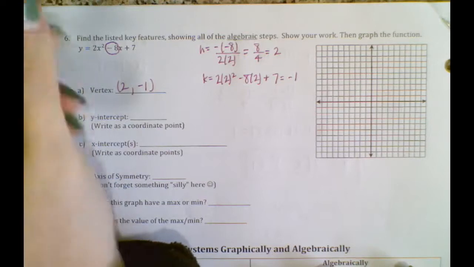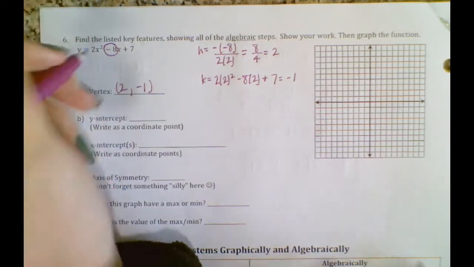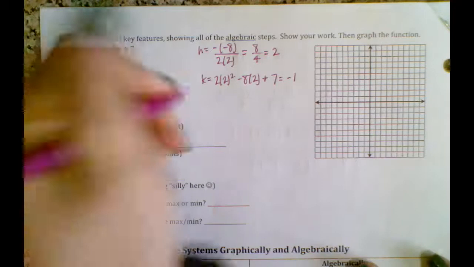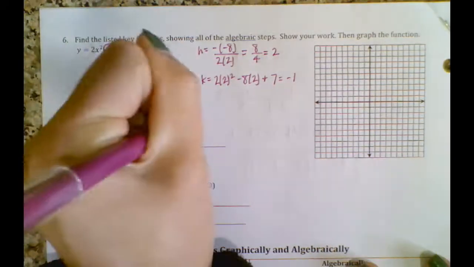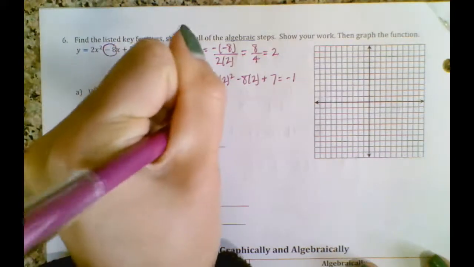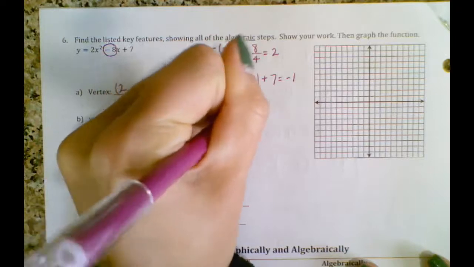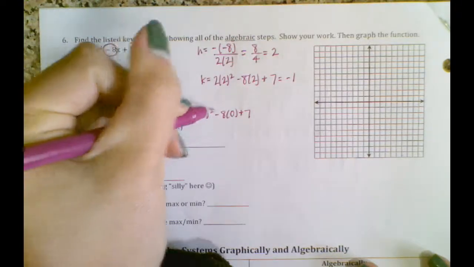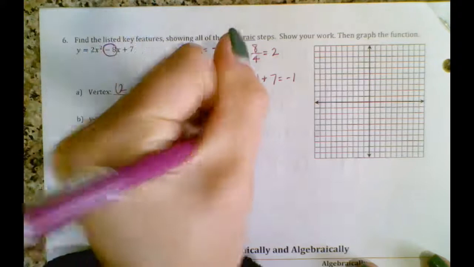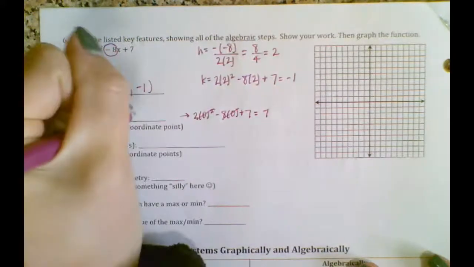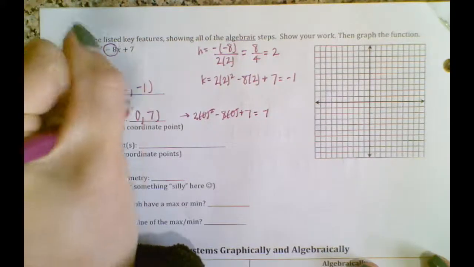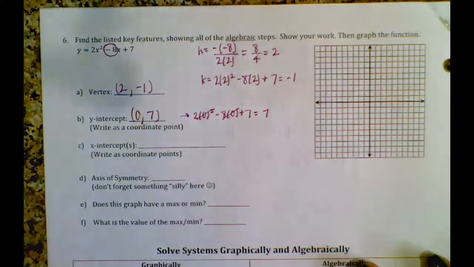The y-intercept, remember, that's just when you plug 0 in for x. So that work is just going to be 2 times 0 squared minus 8 times 0 plus 7. Well, 0 times anything is 0, so it's really just 7. So my y-intercept is 0, 7. I ask you to write it as a coordinate point, so please do.